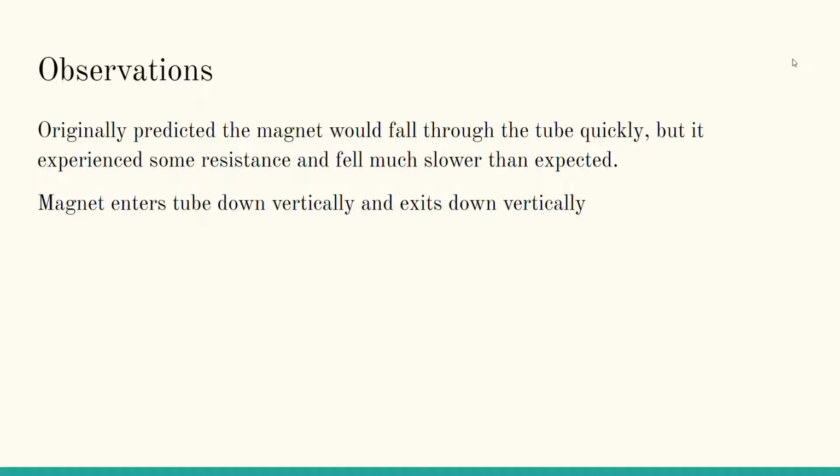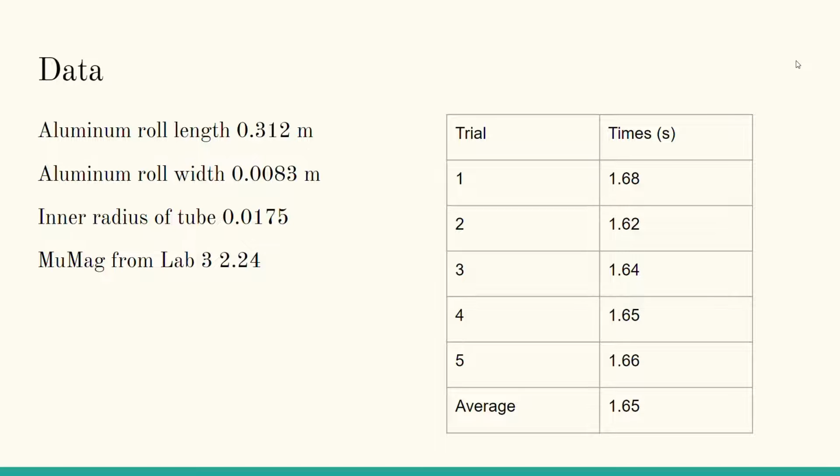The observations for this lab are that we originally predicted the magnet would fall through the tube quickly, but it experienced some resistance and fell much slower than expected. The magnet enters the tube straight down vertically and exits the tube vertically. Through 5 trials, the average time was 1.65 seconds for the magnet to go through the tube. The aluminum roll length was 0.312 meters, the width was 0.0083 meters, the radius was 0.015 meters, and the mu mag that we found from lab 3 was 2.24.